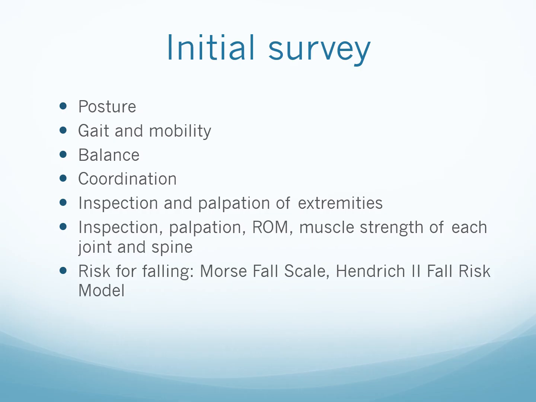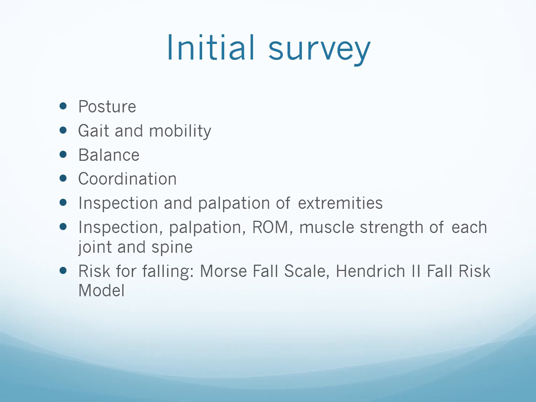Next, we perform inspection and palpation of the extremities. During inspection, we assess for symmetry, swelling, redness, deformities, muscle size, and alignment. And then during palpation, we assess for tenderness, warmth, crepitus, edema, and muscle tone. We're assessing each joint and the spine with our inspection and palpation. We're also looking at range of motion and muscle strength. Muscle strength is commonly graded on a 0 to 5 scale, with 5 being full strength against resistance.